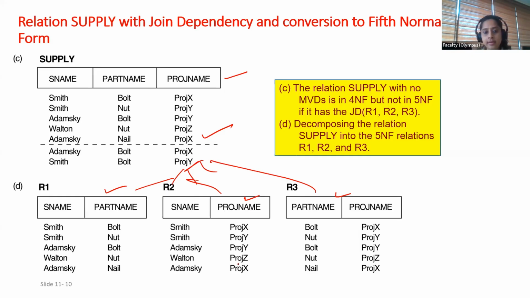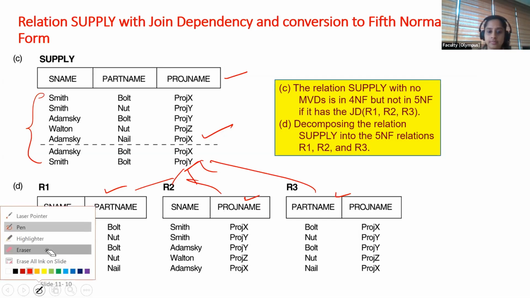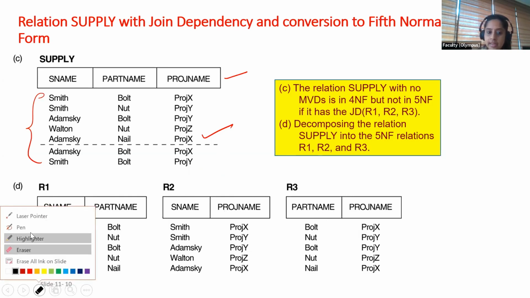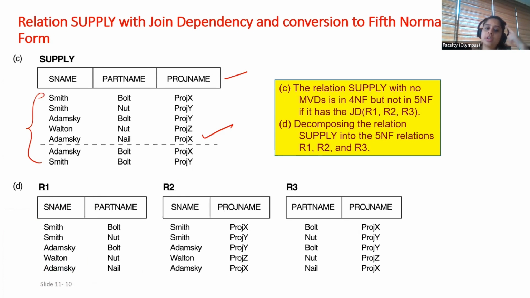But here I don't have any rule. How will I divide it? Just go with any combination of R1, R2, R3. But when you join back, see to it that you get all these tuples. That is the rule. That's why they will not give you this problem, because it's completely useless for you to keep doing trial and error for breaking down the supply table into R1, R2, R3.